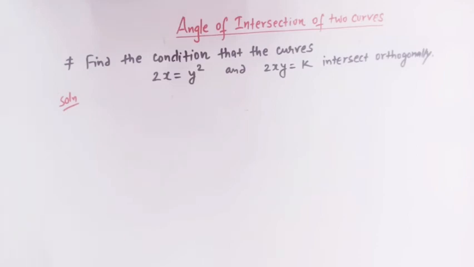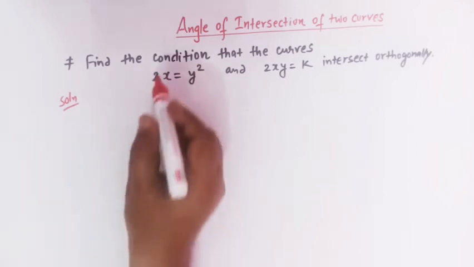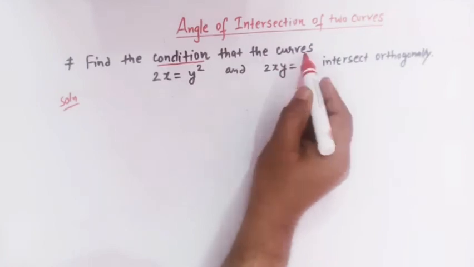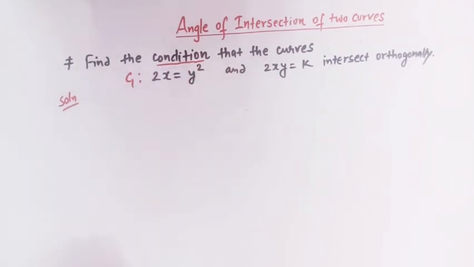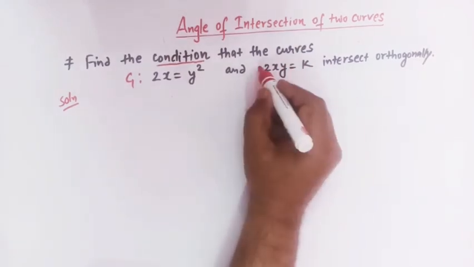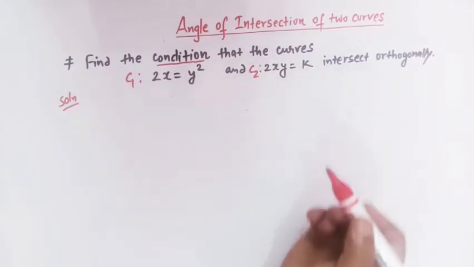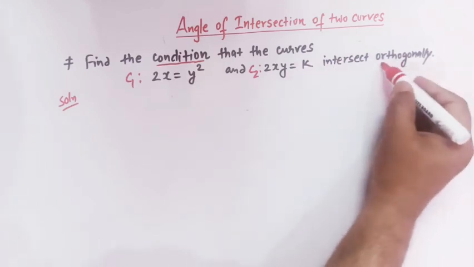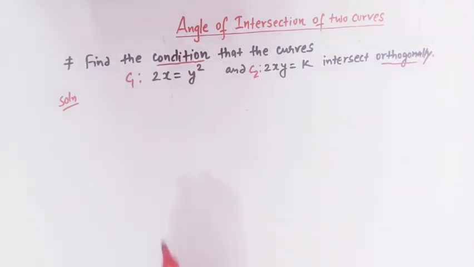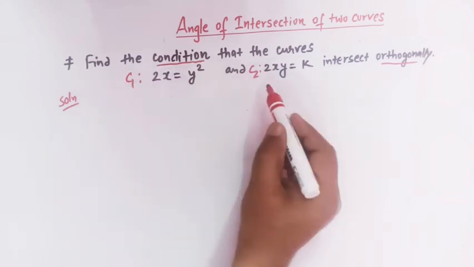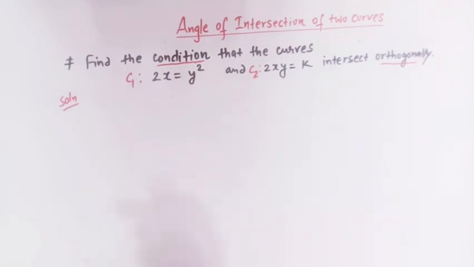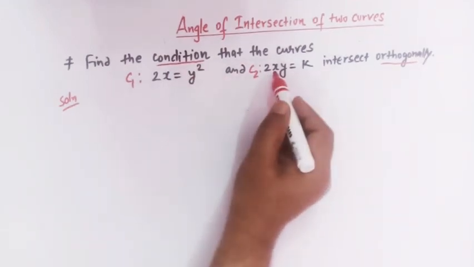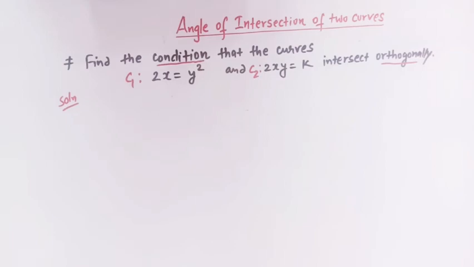Now let us take an interesting problem. Here we have to find the condition that the curves, this curve 2x equal to y square, let us say this is curve C1, and 2xy is equal to k, this is curve C2, intersect orthogonally. It means the tangents to these two curves at the point of intersection of C1 and C2 are perpendicular to each other, right?